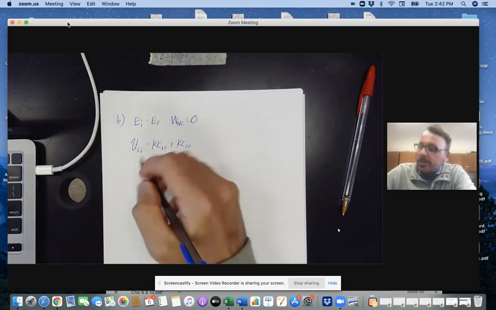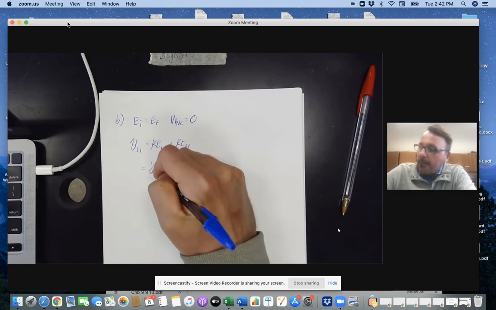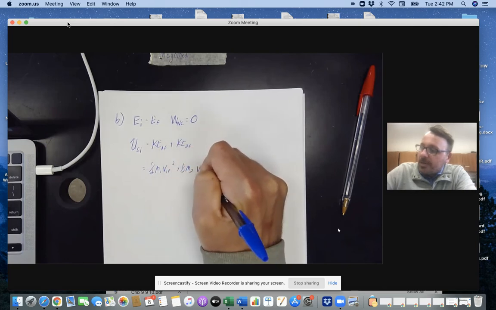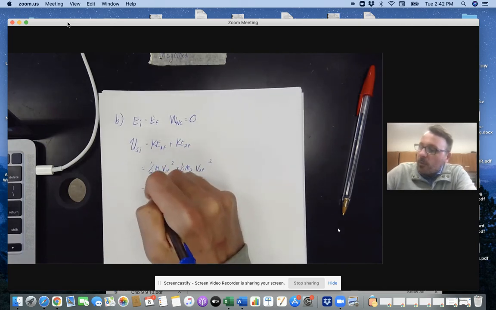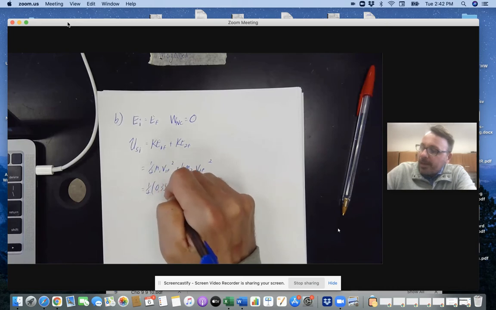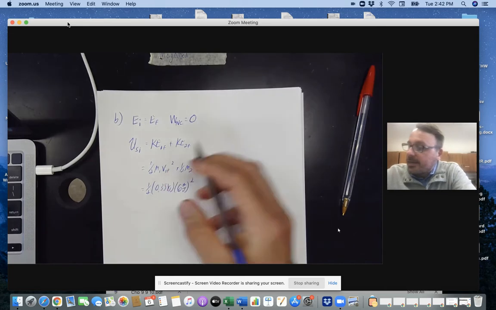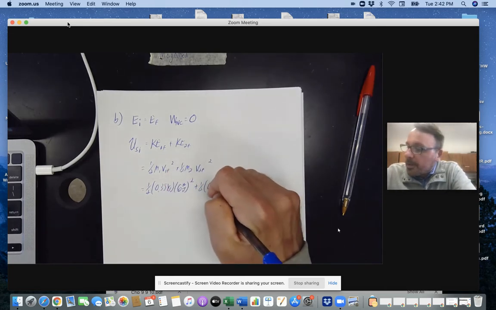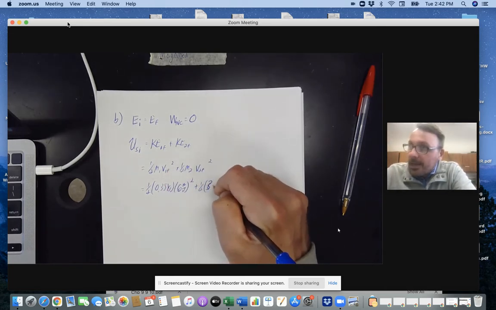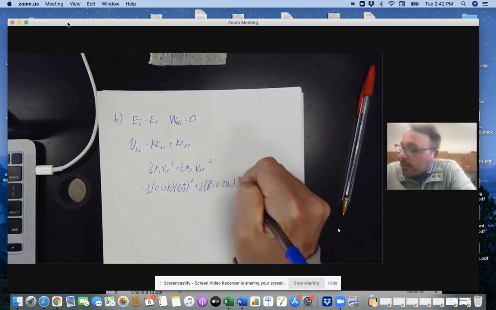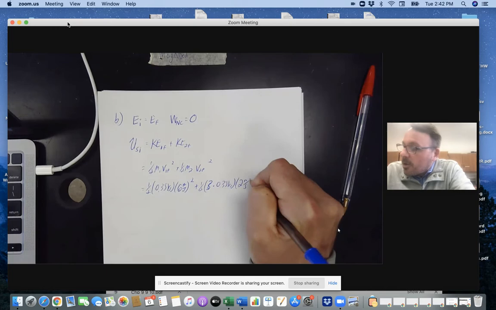And all we want to know is that. So this is 1/2 mass 1 v1f squared plus 1/2 mass 2 v2f squared. So 1/2 0.35 kilograms times, and this is the speed, so I'm not even putting in the negative sign because we're dealing with non-vectors here, 3 times 0.35 kilograms, and we know this is 2 meters per second quantity squared.